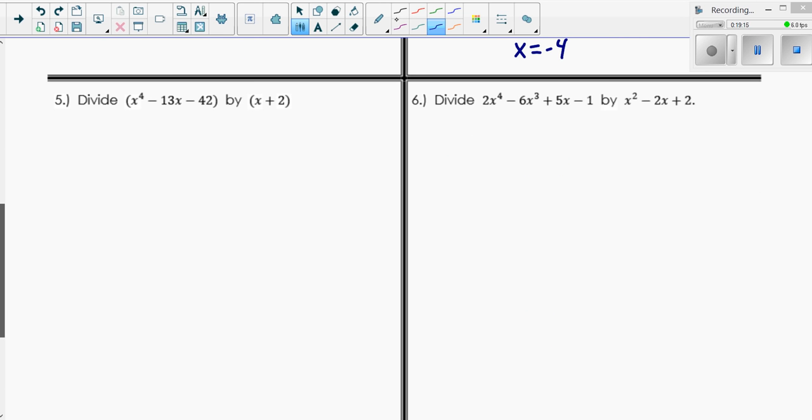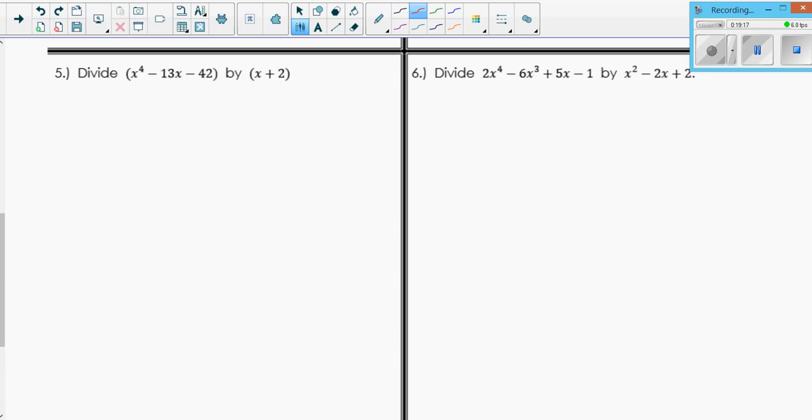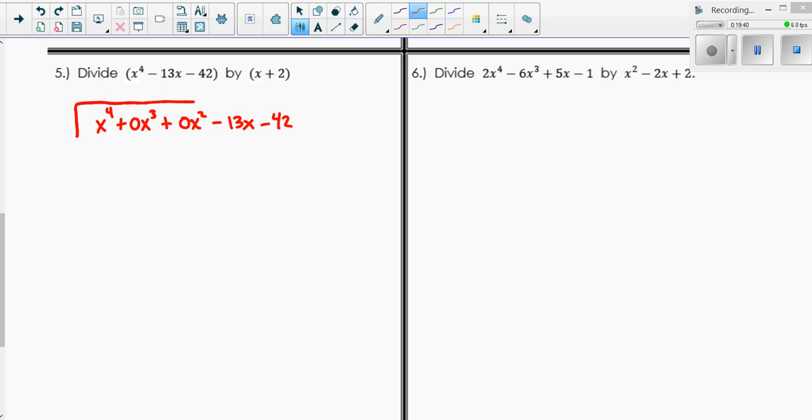Alright, notice that this one has a lot of missing terms. So we have x to the fourth. We're missing x to the third, so I'm going to write 0x to the third plus 0x squared. And then I can pick back up and write minus 13x minus 42. I always want to have placeholders. Divided by x plus 2. Okay? So I need to get rid of an x to the fourth, and I multiply by x.